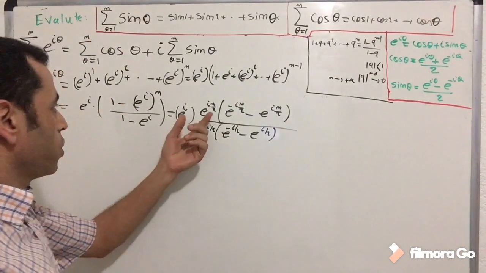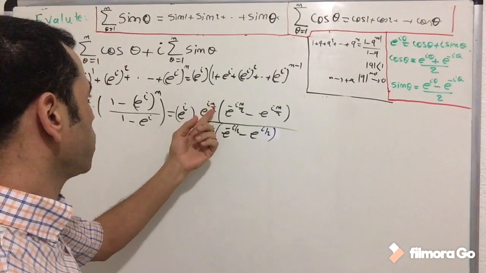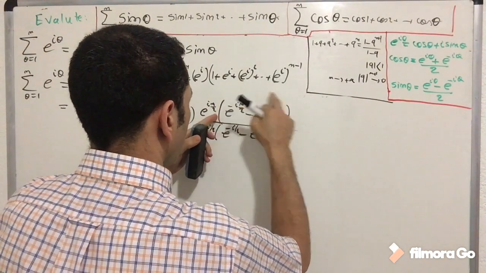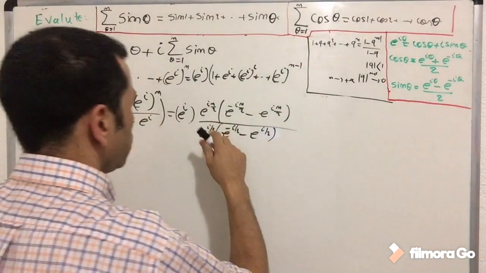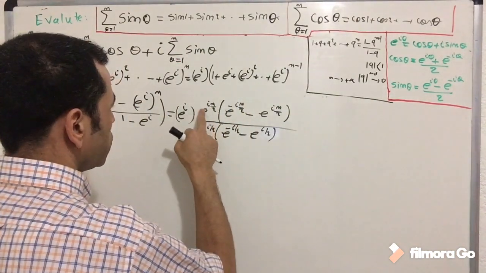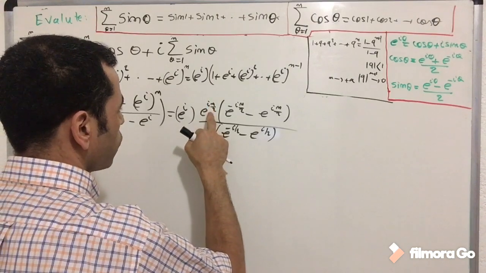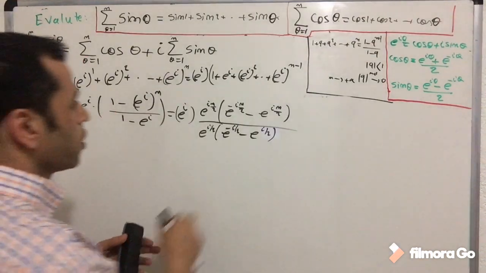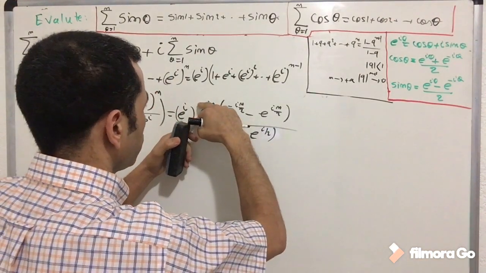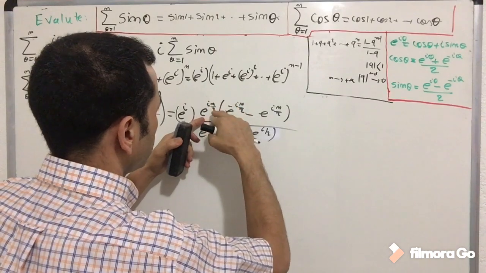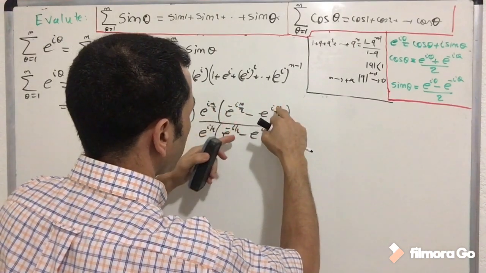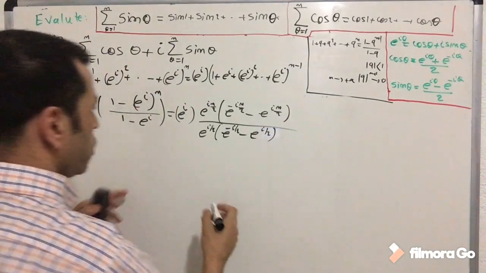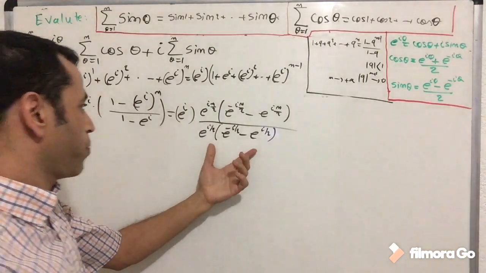So we are putting exponential i n over 2 outside and multiplying by this one, okay? If you distribute this one, you will see exponential i n over 2 times exponential negative i n over 2 equals 1, right? The second term, if you multiply exponential i n over 2 by exponential i n over 2, you will see exponential i n, right? It's the same thing on the bottom.